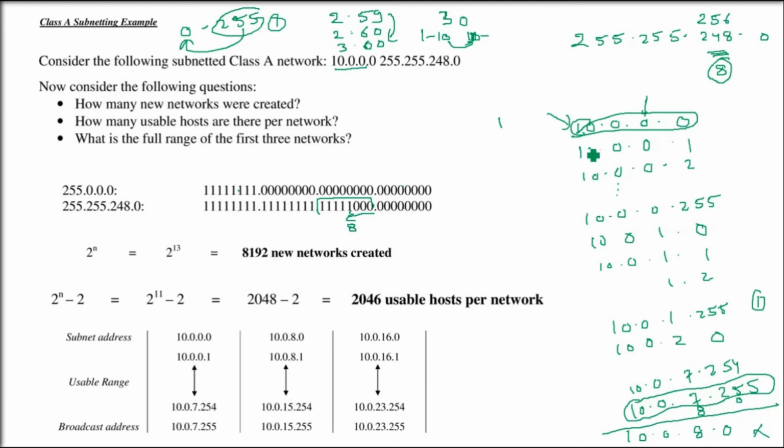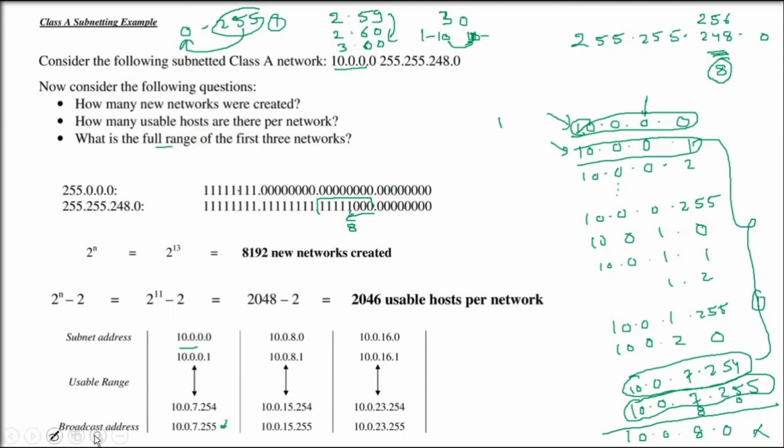So what is the full range? This starts from 10.0.0.1. First one, this is the first in the range. The last one is 10.0.7.254. So first is the subnet address, last is the broadcast address. In between, as I said, from this one to this one, this is the usable range. Full range we have shown, usable also we have shown.